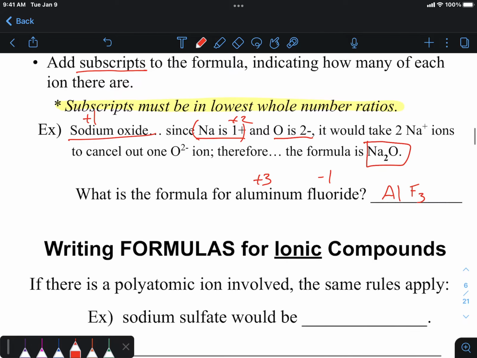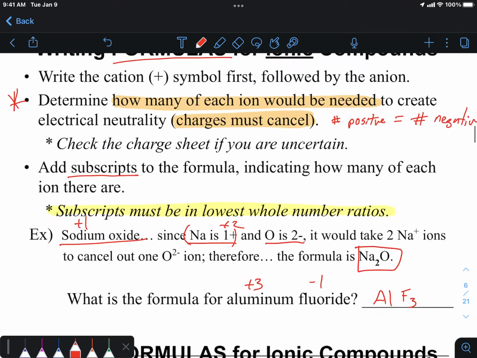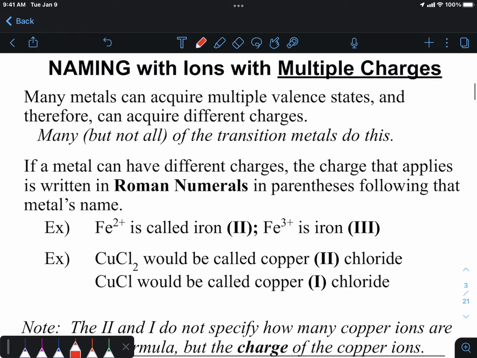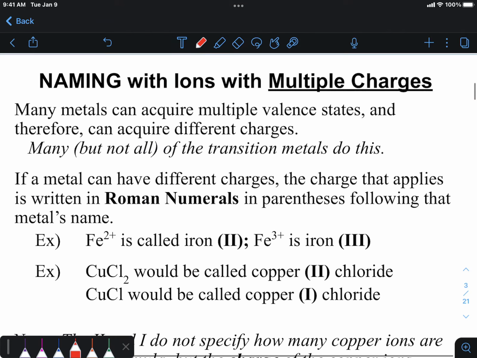Okay, so I'm going to jump back in time and go to our second slide. Okay. Naming ions with multiple charges. I want you to take a look at your sheet, the column on the back of your periodic table. The third column, right? The first column, metals. Take a look at your metals. Do you see how some of the metals have more than one charge listed for them?